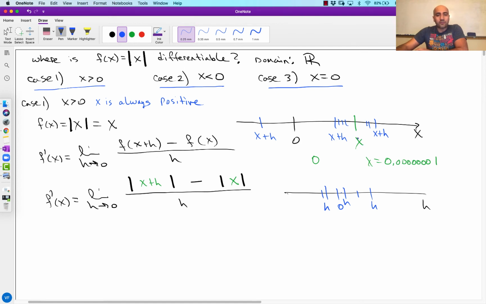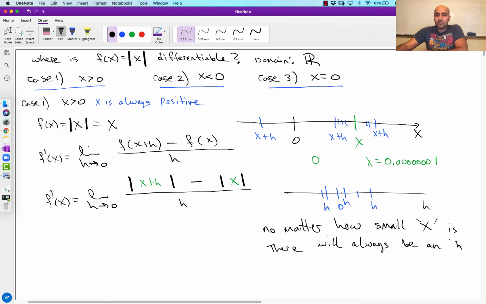Good? Okay, and so we can conclude, the whole point of this is to conclude that, no matter how small x is, there will always be an h, positive or negative, small enough so that x plus h is still positive.